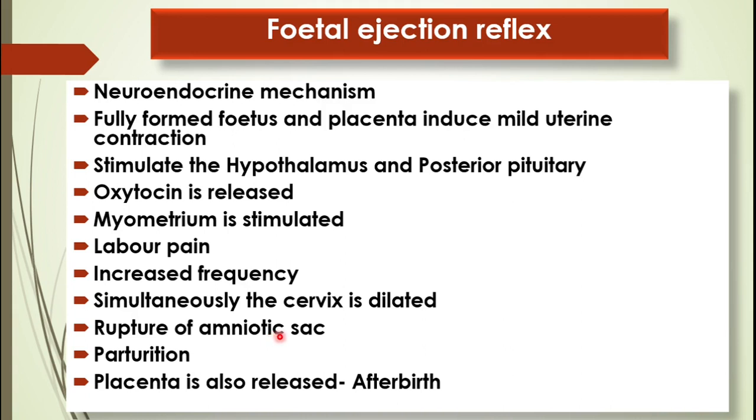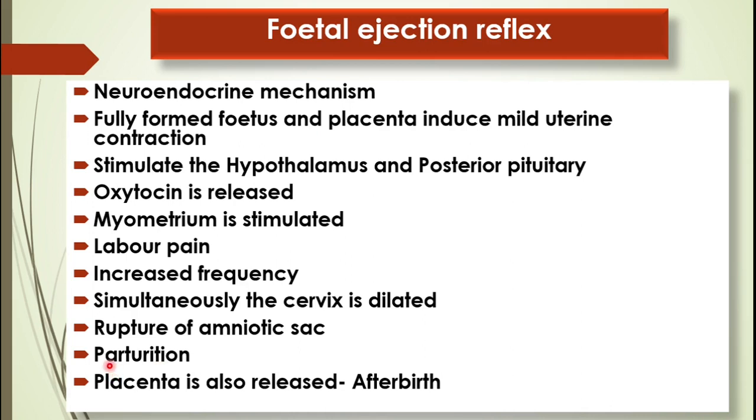Remember, the amniotic sac is a sac which encloses the fetus, and within the amniotic sac there is the amniotic fluid. So when the amniotic sac ruptures, there is a sudden flow of the amniotic fluid. This flow of fluid, along with the increased frequency of myometrial contraction and the dilated cervix, helps in parturition, or delivery of the baby through the birth canal. The birth canal is the canal of the cervix and the vaginal canal together. So the baby is delivered out by the head.